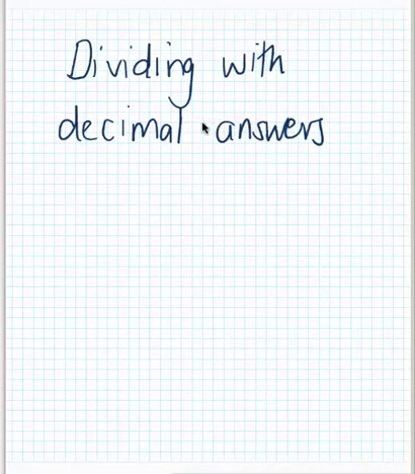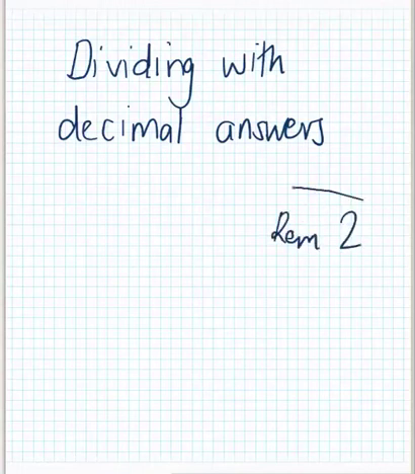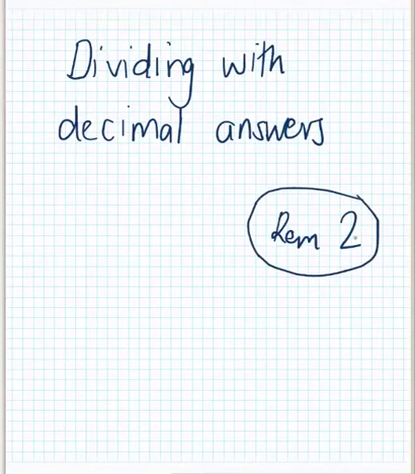Hi, this session is on division and we are dividing numbers with decimal answers. So we have learned that when we have a remainder, we no longer write, for example, remainder 2. We now know how to turn this and use this to find out what the actual decimal is.